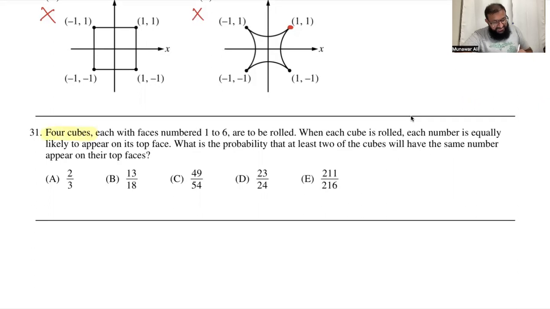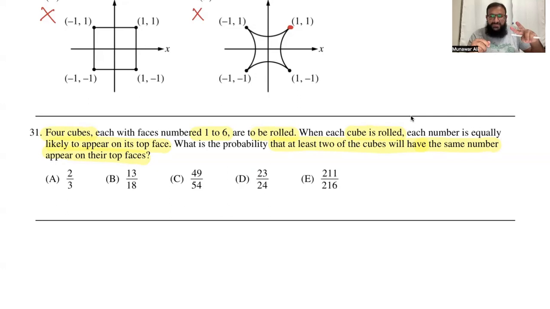4 cubes, each with faces numbered 1 to 6, are to be rolled. When each cube is rolled, each number is equally likely to appear on its top face. What is the probability that at least 2 of the cubes will have the same number appear on their top face? So when we are rolling 4 dice or 4 cubes, we have to look at the top number, and we have to tell the probability that at least 2 of those top numbers are the same.